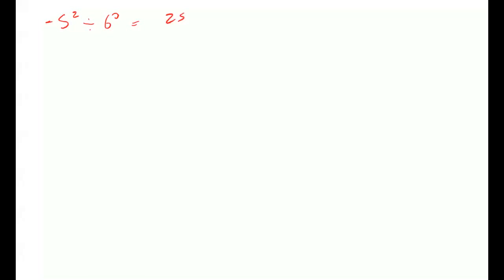That would be 25 divided by 6 power 0, which will be 1. So 25. Good. Let's take a harder one. Number 2: 4 power negative 2 times 2 power 4.